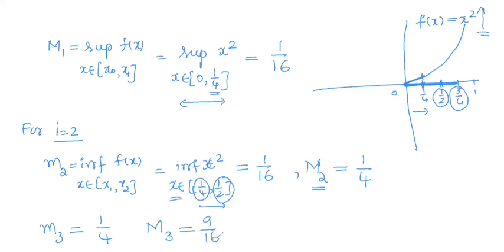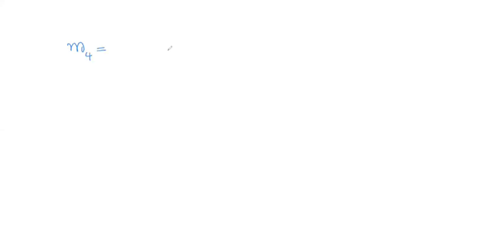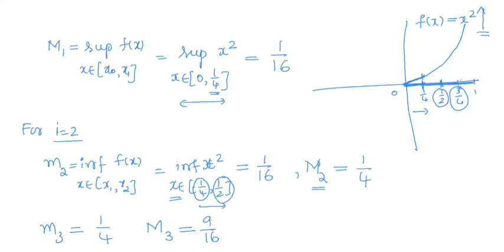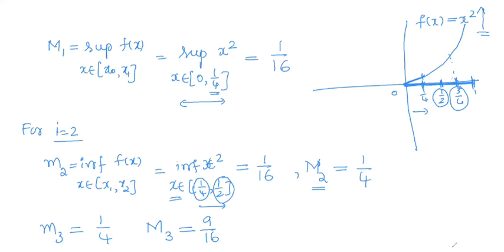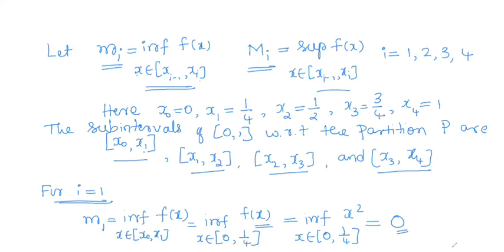Next comes the last values, m4 and capital M4. It is actually the minimum and maximum value of f of x in the range from 3 by 4 to 1. The minimum value is the value corresponding to 3 by 4, which is 9 by 16, and the maximum value is the value corresponding to 1, which is 1. So I got all the minimum and maximum values. That is, I got all the infimums and supremums for all these closed intervals.